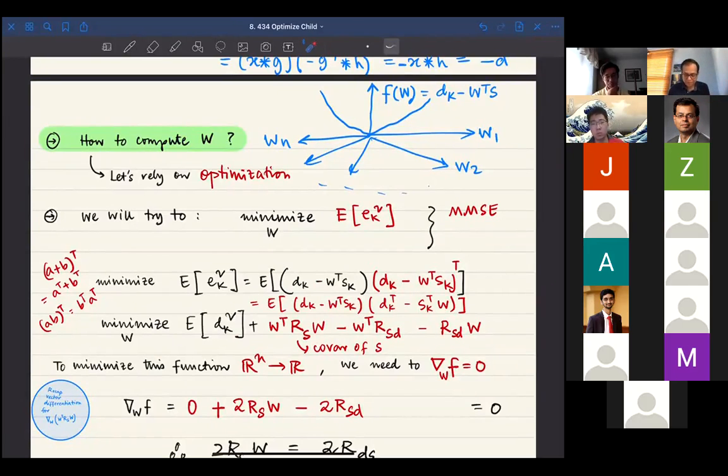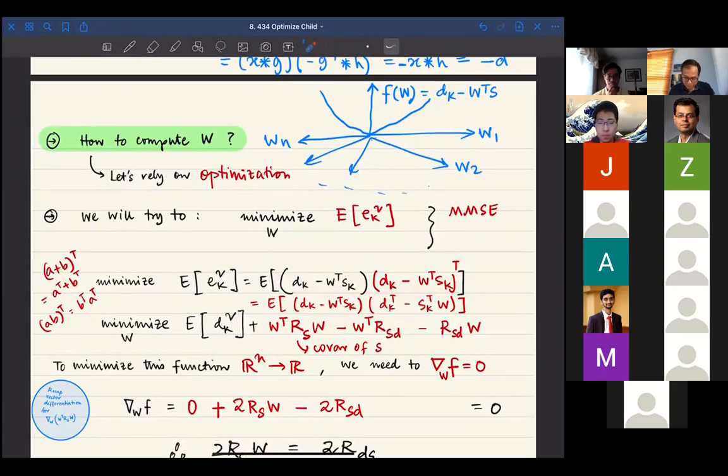Okay. So DK minus WTSK, times DK minus WTSK transpose. You see that? A vector square is nothing but that vector times its transpose. Now this is an expectation, so there's an expectation outside this. So now let's expand this multiplication.